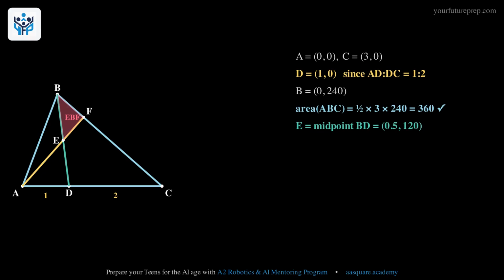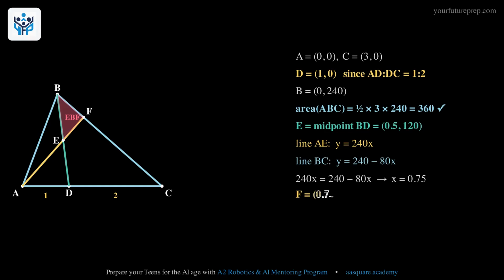Then the area of triangle ABC is 1/2 times the base 3 times the height 240, which is exactly 360, just as required. E, the midpoint of BD, is at (0.5, 120). Line AE goes through the origin and (0.5, 120).